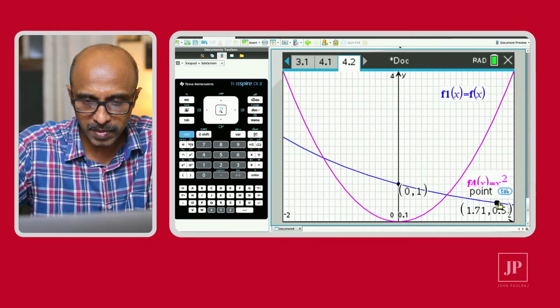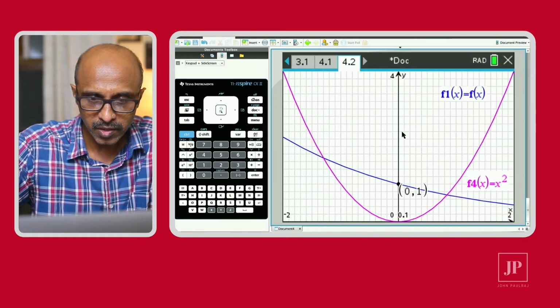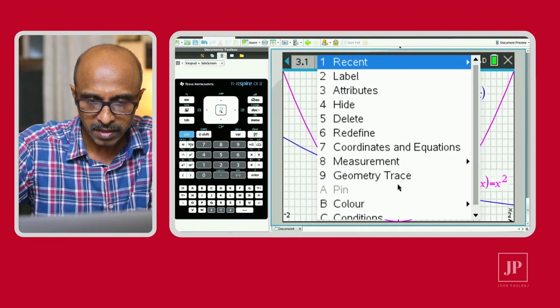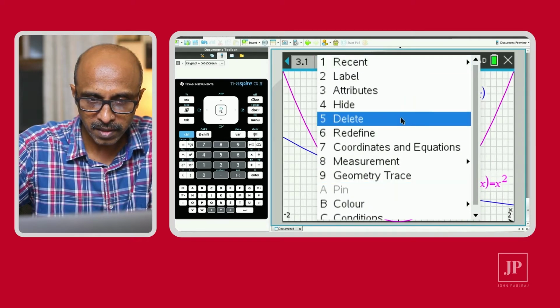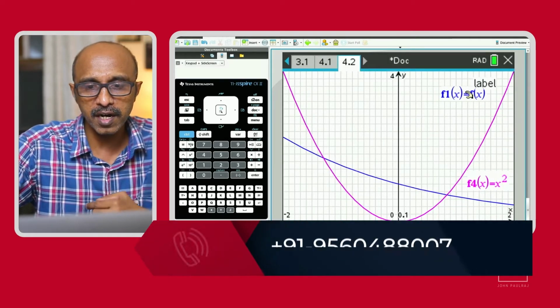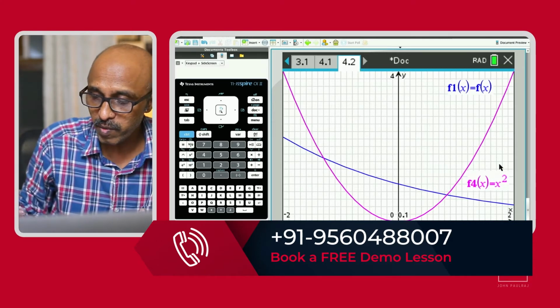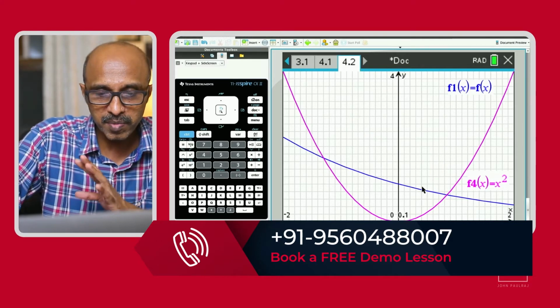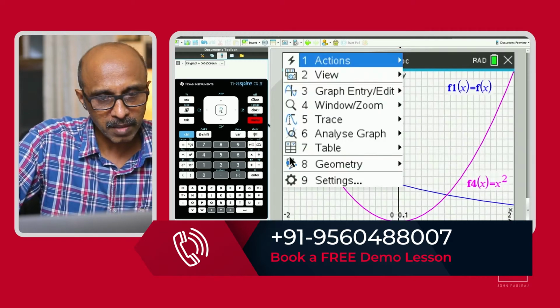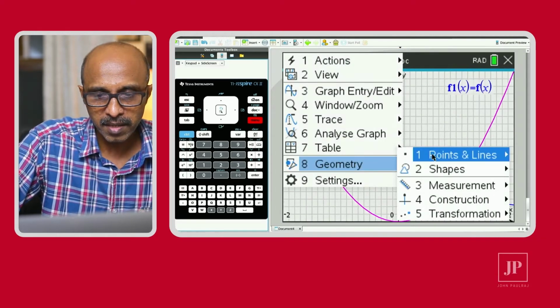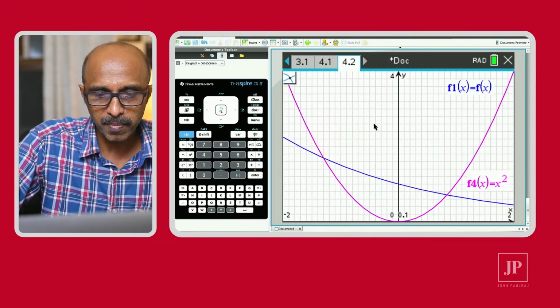let's hide this point, or maybe we just need to delete this point. So there you go. This point goes off. And so the blue function is our f of x, and the magenta function is the graph of x squared. We want to find whether these two are equal, which means the point of intersection: menu, geometry, points and lines, and intersection point.